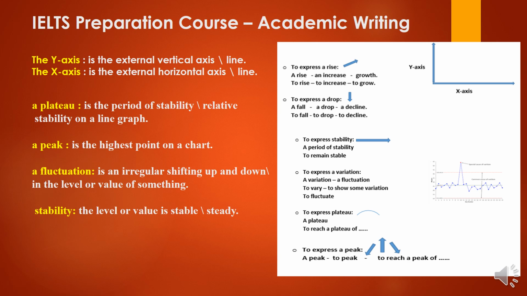Moving on to some points we should know. The y-axis is the external vertical axis or line. The x-axis is the external horizontal axis or line. A plateau is the period of stability or relative stability on a line graph. A peak is the highest point on a chart. A fluctuation is an irregular shifting up and down in the level or value of something. Stability means that the level or value is stable or steady.